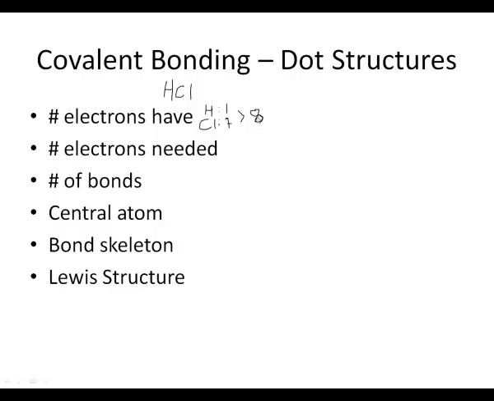Now we have to figure out how much each of these atoms would want. So total, hydrogen is going to want 2. Remember, everything wants 8 except hydrogen, which wants 2. And chlorine is going to want a total of 8. So if I add these together, I get 10.